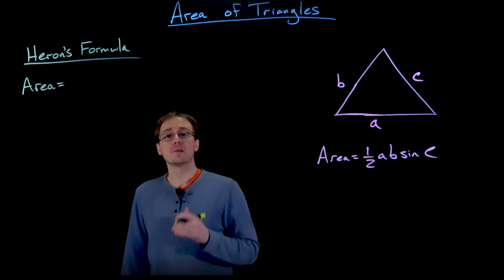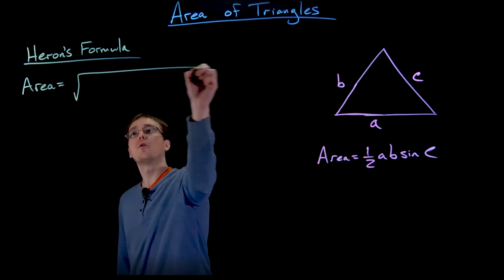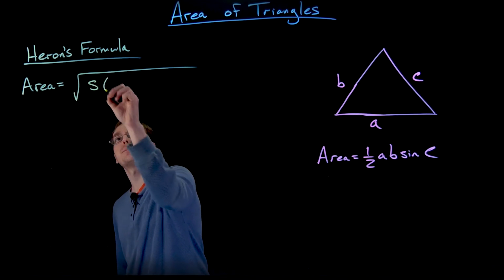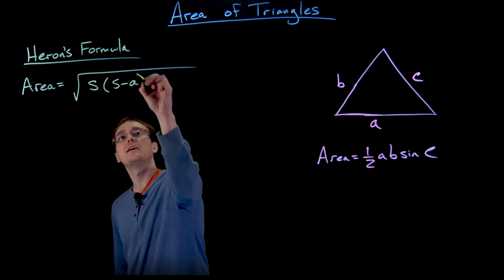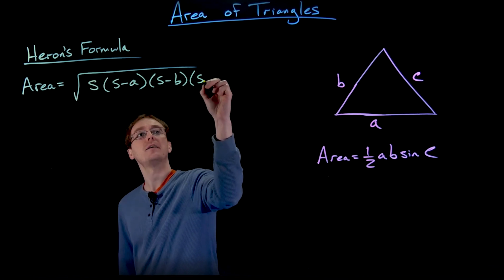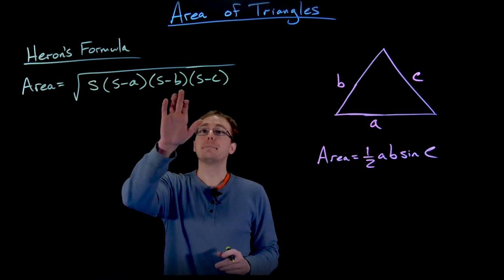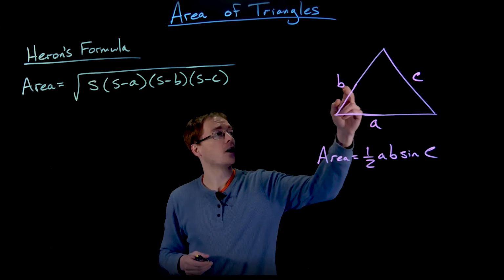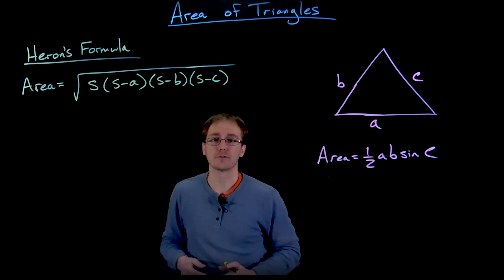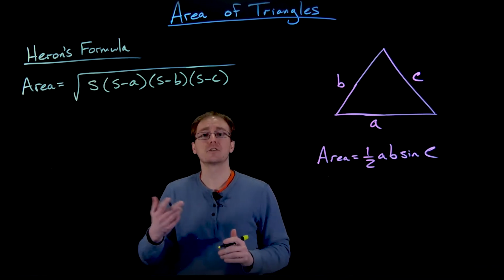And so Heron's formula says that we can express the area of any triangle using the following formula. We're going to take the square root of the product of S multiplied with S minus A, which is multiplied with S minus B, which is also multiplied with S minus C. So little a, b, and c are the side lengths of our non-right triangle, although this would work for right triangles as well, but we have a much simpler formula in that case.